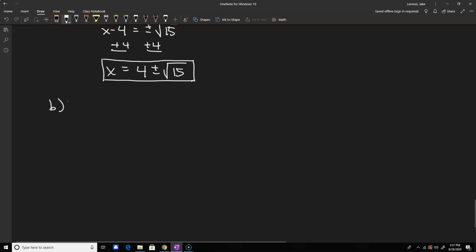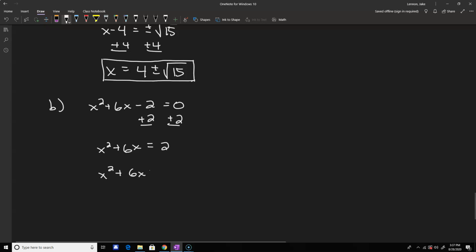Let's do another one just for practice. So x squared plus 6x minus 2 equals 0. So first step, move the 2 to the right-hand side by adding 2. So we have x squared plus 6x equals 2. And then we want to figure out that special number to add. So it's half of 6 squared.